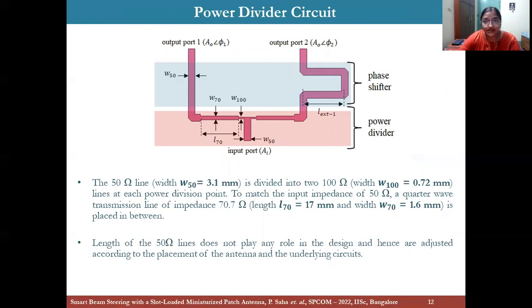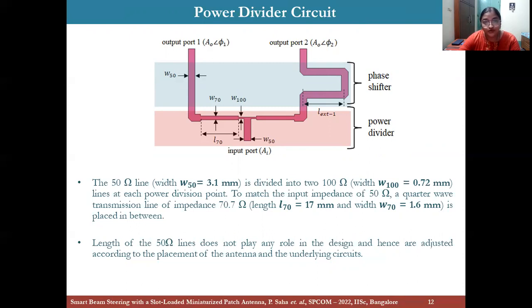The power divider circuit for the first two antennas is shown in the figure. The first input feed line has an impedance of 50 ohm. This line is divided into 200 ohm lines to divide the input power into two equal parts. This 100 ohm line has to be fed to the 50 ohm line again.